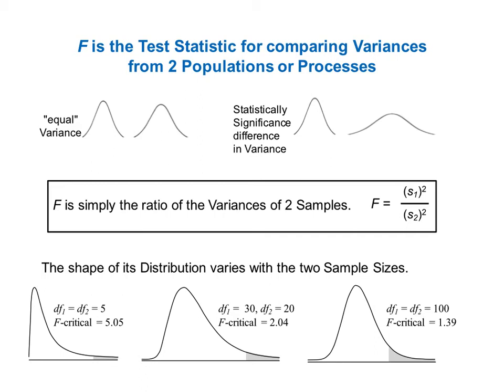F is calculated simply as the ratio of the two variances. The larger variance is always on top as the numerator, the smaller is the denominator. The shape of the F distributions varies with the degrees of freedom of the two samples. Degrees of freedom here is equal to sample size minus 1. In these graphs, the critical value is the point on the horizontal axis at the boundary of the shaded area representing alpha.